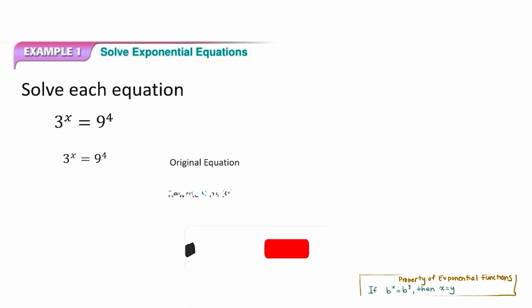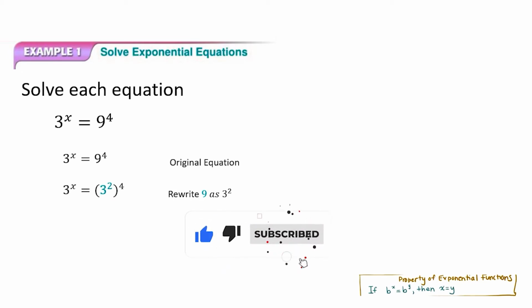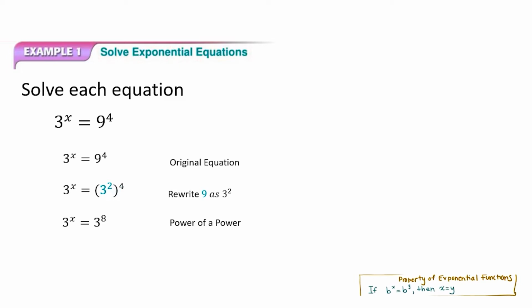We can rewrite 9 as 3 squared. Now we simply need to deal with power of a power, which I hope you remember is to multiply the exponents together. So therefore we will receive 3 to the power of x equals 3 to the power of 8. Now we can use the property of equality for exponential functions, and we can state that x equals 8.